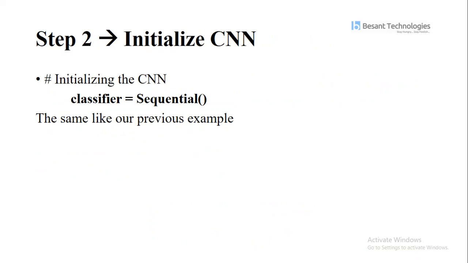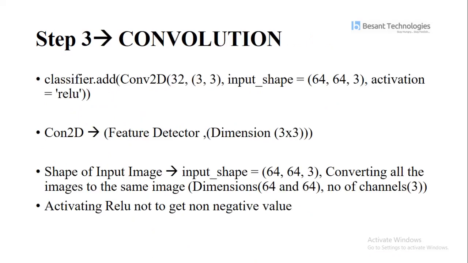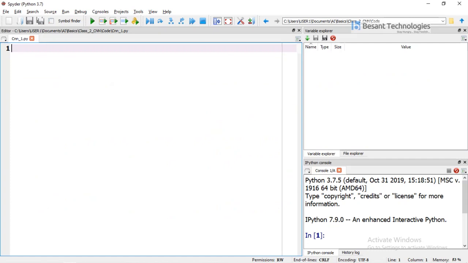which is for flattening. The second step, as per our previous ANN, is to initialize the CNN, and then we need to implement all these steps: convolution, max pooling, flattening, and full connection. So let's start to apply this in our Spyder. Now we are going to implement our CNN in Spyder.